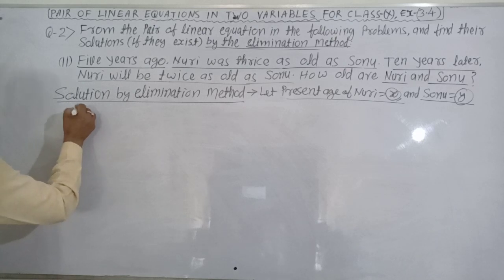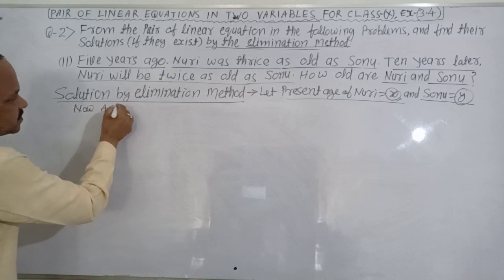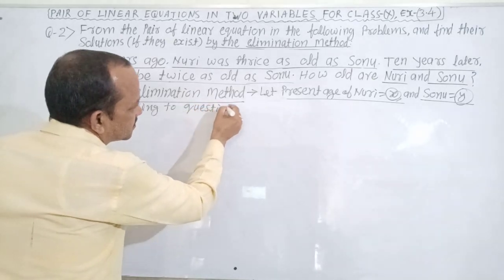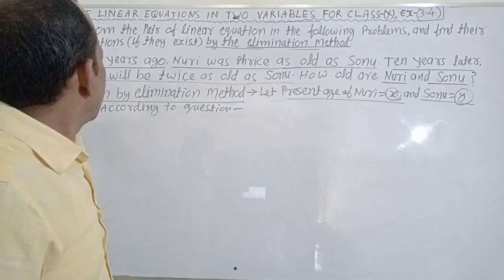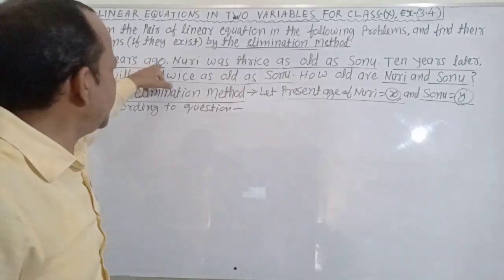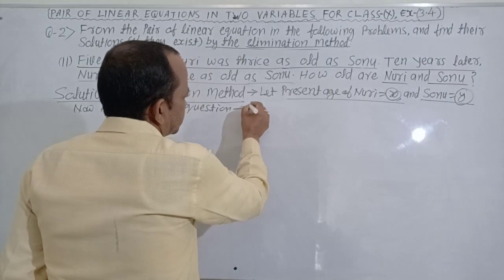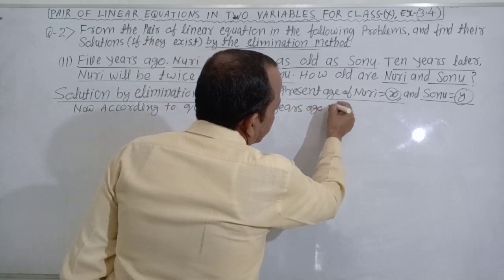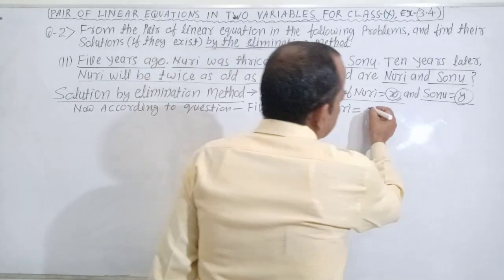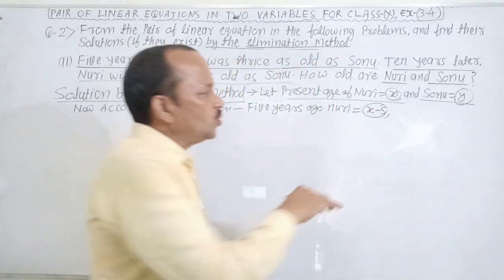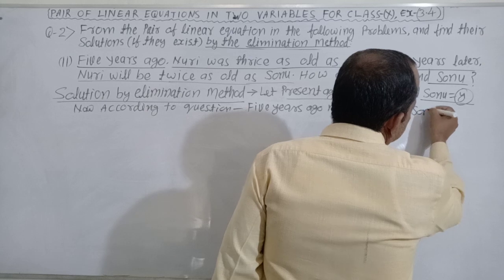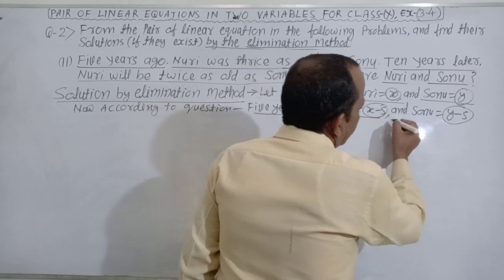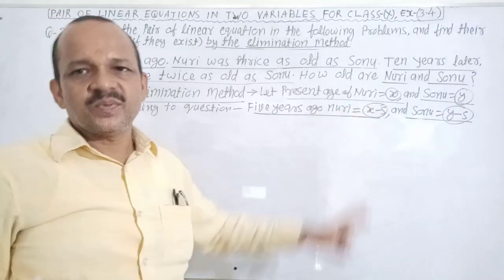Now according to question, 5 years ago, Nuri equal to x minus 5 and Sonu equal to y minus 5. 5 years ago, Nuri x minus 5, Sonu y minus 5. Clear?